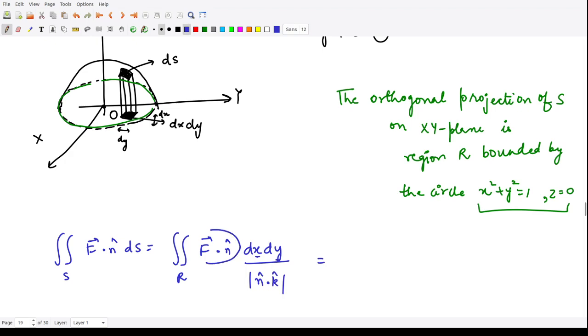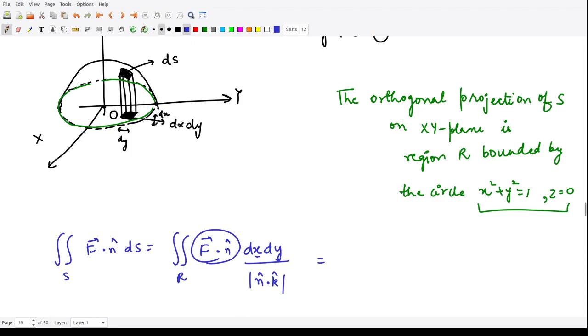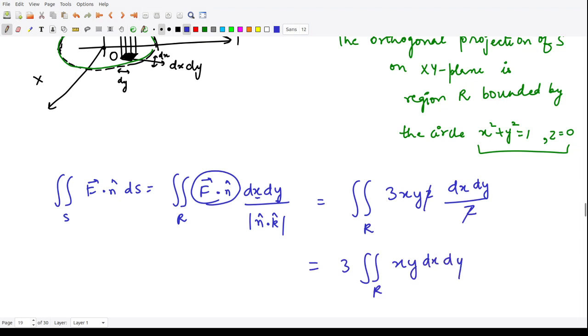So we have computed this value. It was equal to 3xyz. So we have integration over R of 3xyz dx dy divided by z. So this z and z would cancel, so this would be 3 times the integration over R of xy dx dy. So the next step is to determine these limits here.